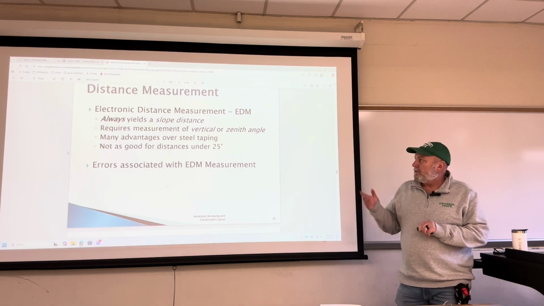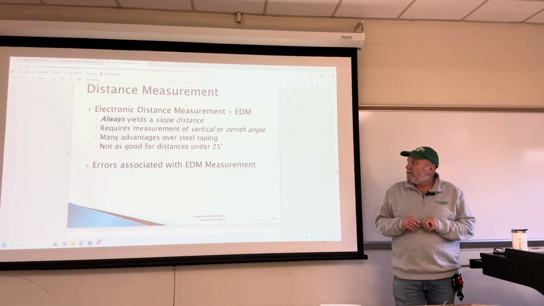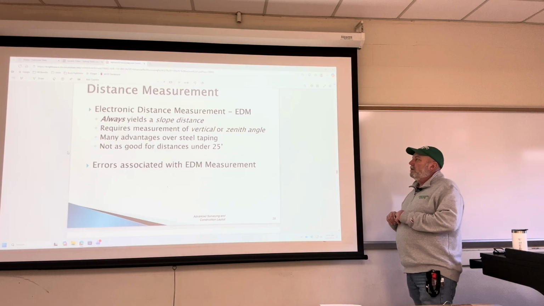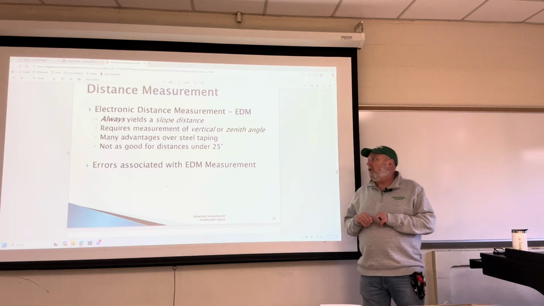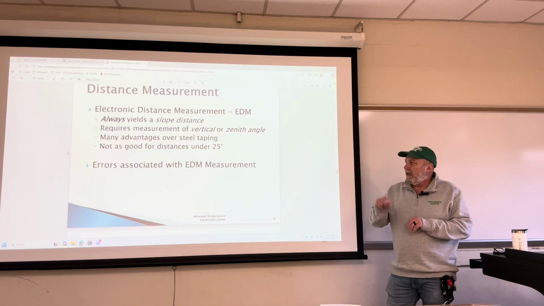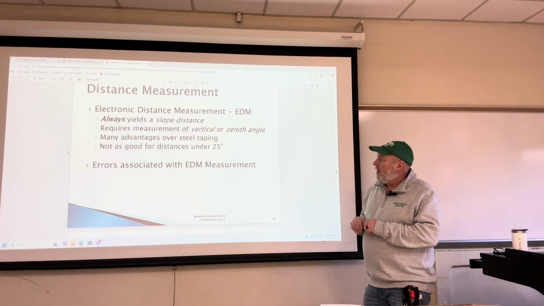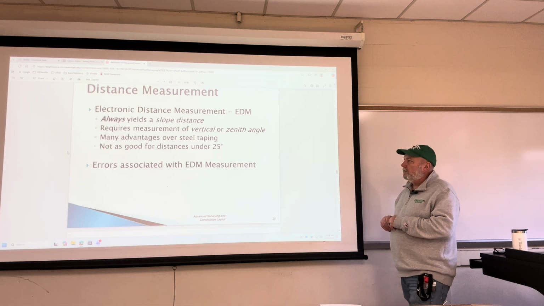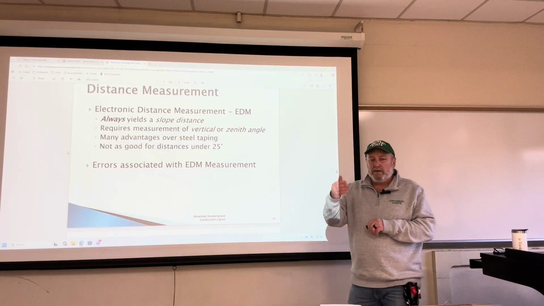The EDMs, the total stations and things, have been around for a very long time, and the technology is trusted. But a key thing to know is that when you measure distances with a total station, it is always shooting a slope distance, meaning as the ground lays. This requires it to also measure the vertical or zenith angle, and it actually calculates what the horizontal distance is that you're reading on the display.